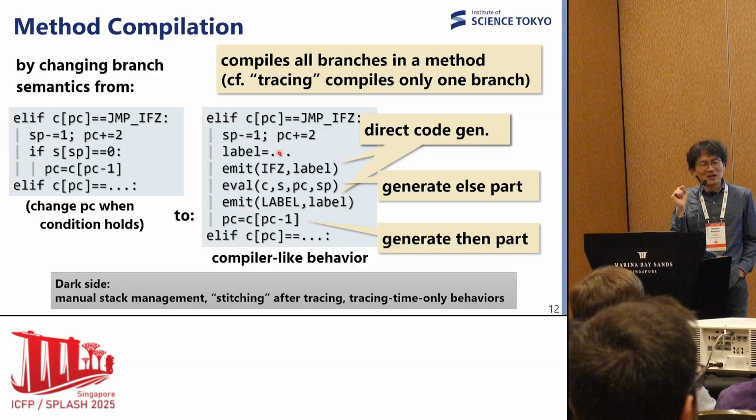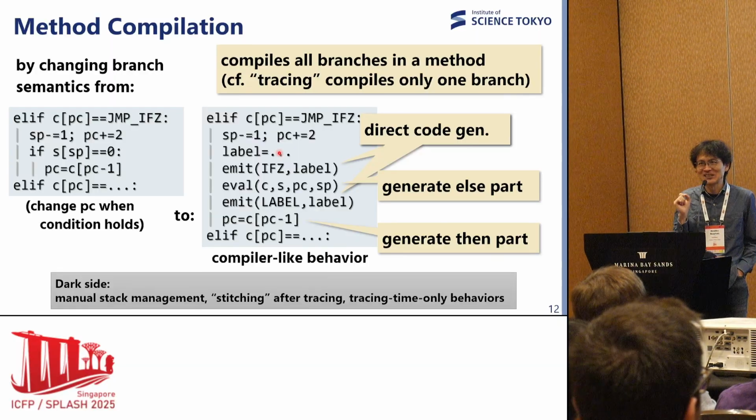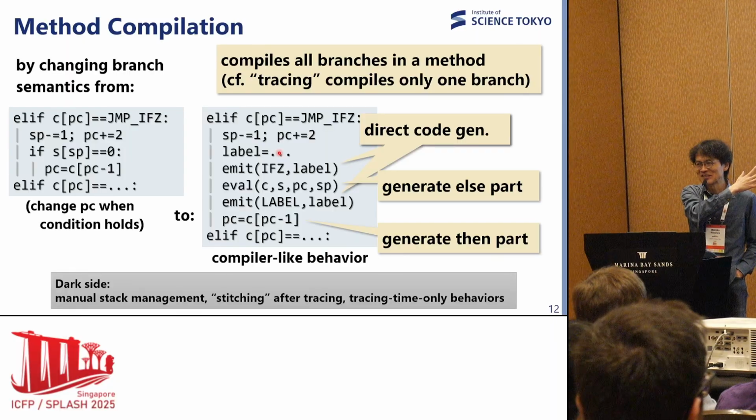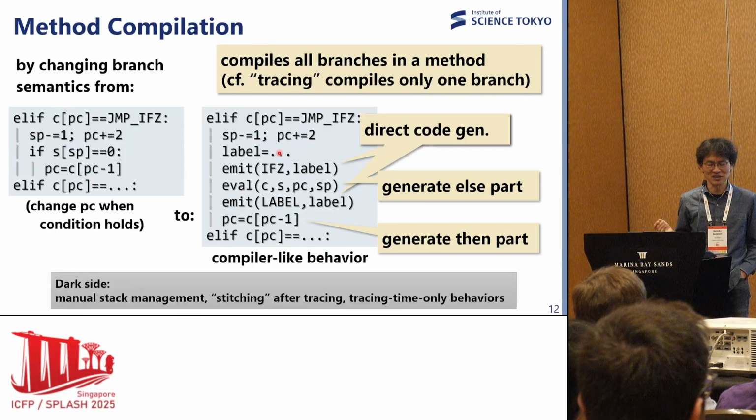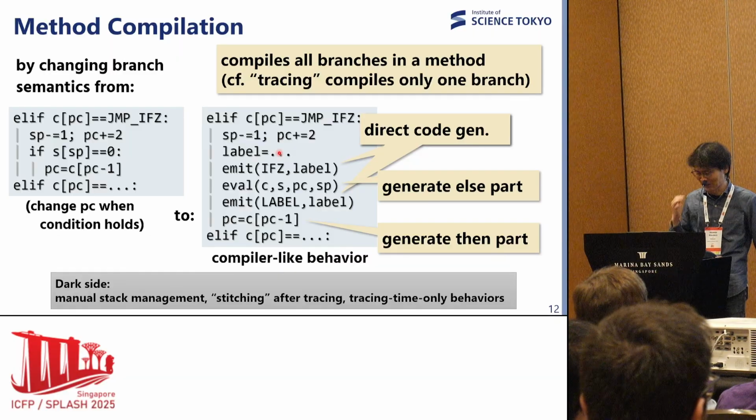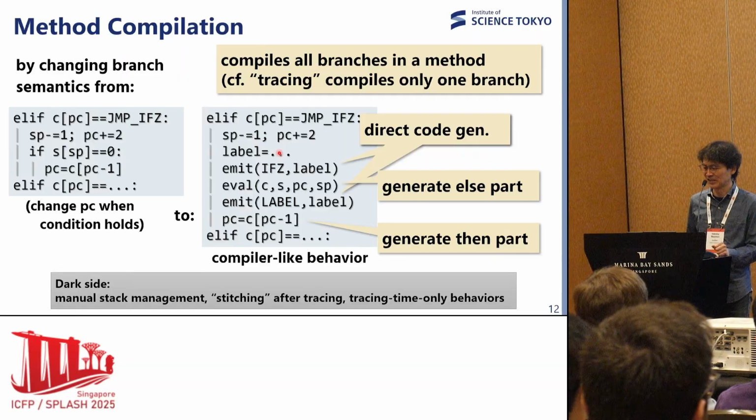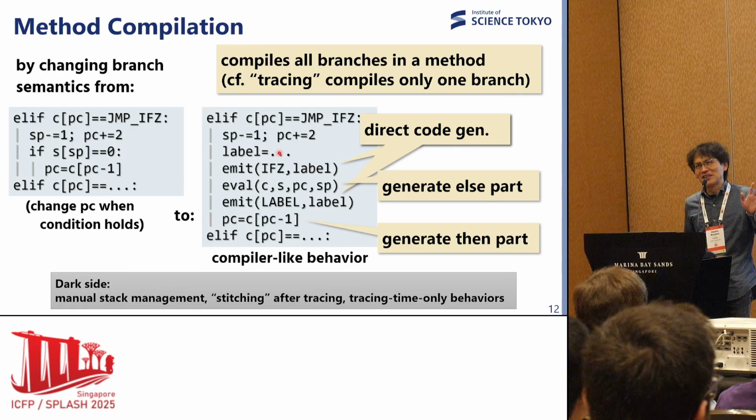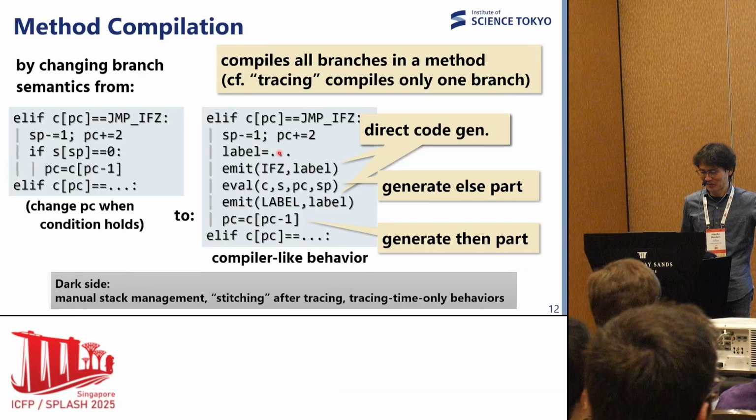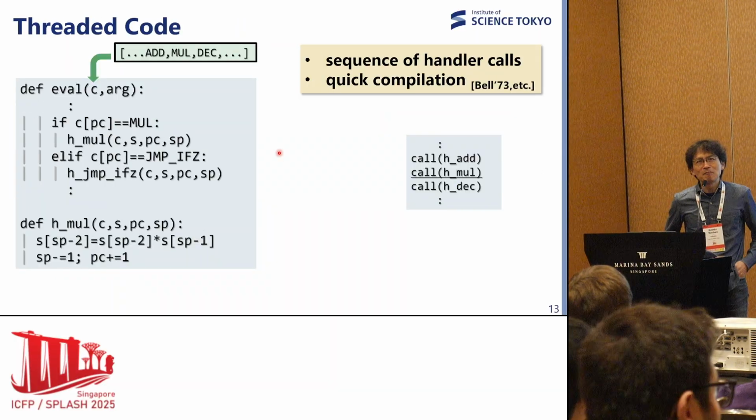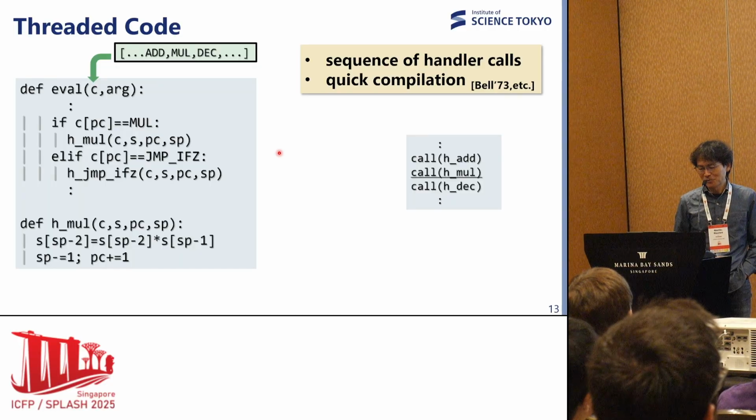And of course, this is not as easy as explained on this slide, so we need to do more on the dark side, but I don't have enough time to explain that. If you are interested, I can explain later. Anyway, this is an interesting combination of the interpreted semantics and the compiled semantics. Okay, then the next thing is threaded code generation.